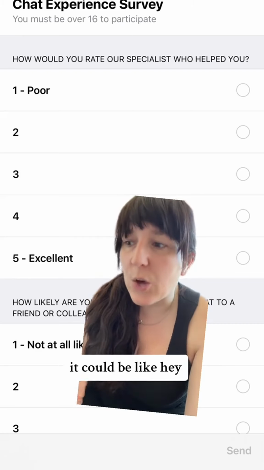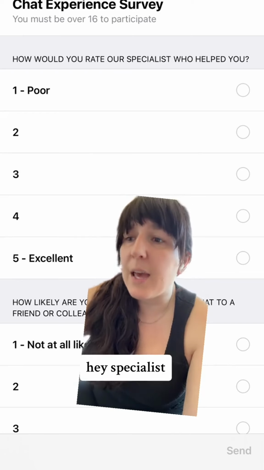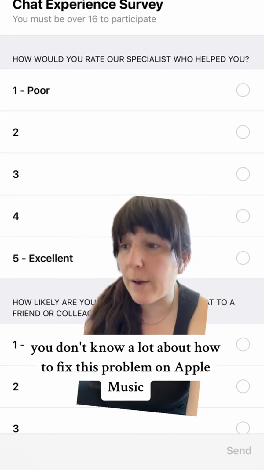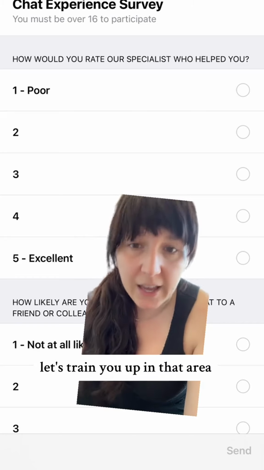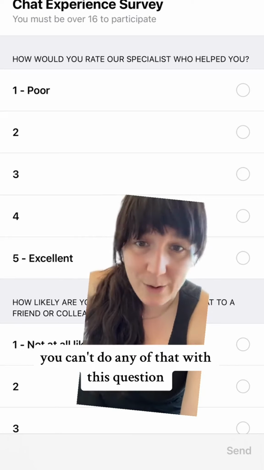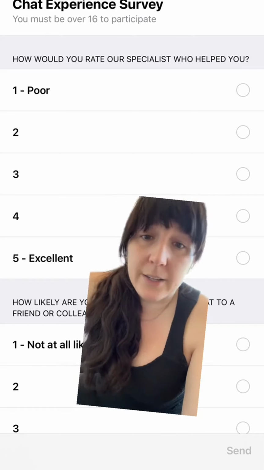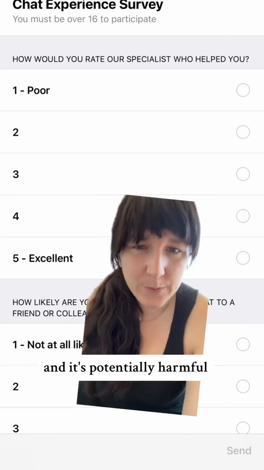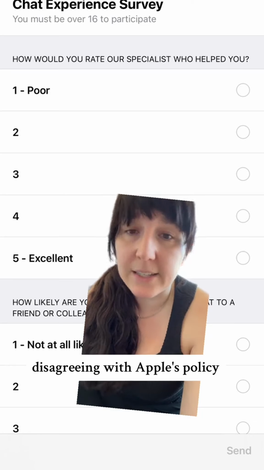It could be like, hey, we need to be able to respond to people more quickly. Or like, hey, specialist, people are saying you don't know a lot about how to fix this problem on Apple Music. Let's train you up in that area. That is a great use of survey data. You can't do any of that with this question. It's too big, it's too vague, it's too general. It's a waste. And it's potentially harmful because people could be getting low ratings because of things like disagreeing with Apple's policy.